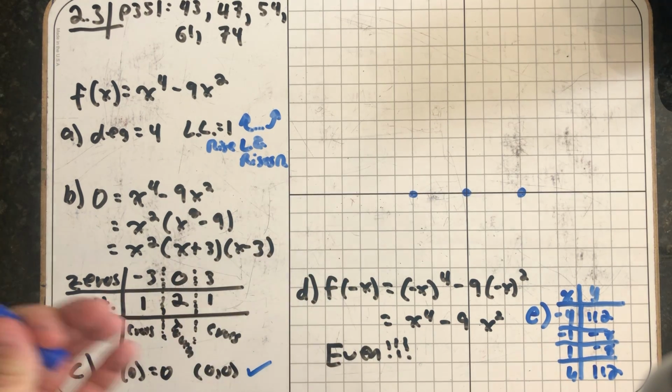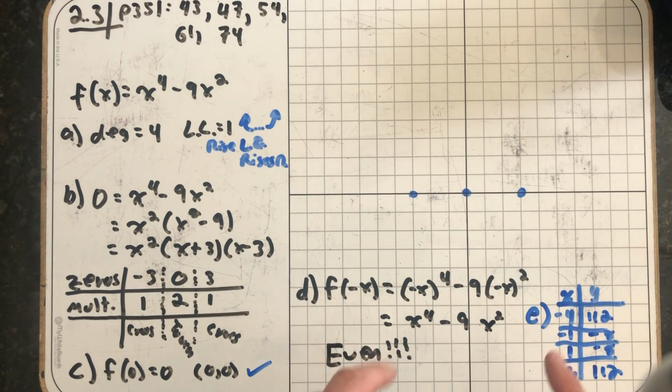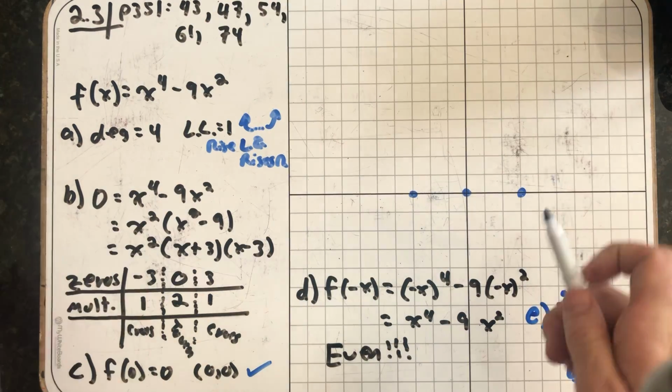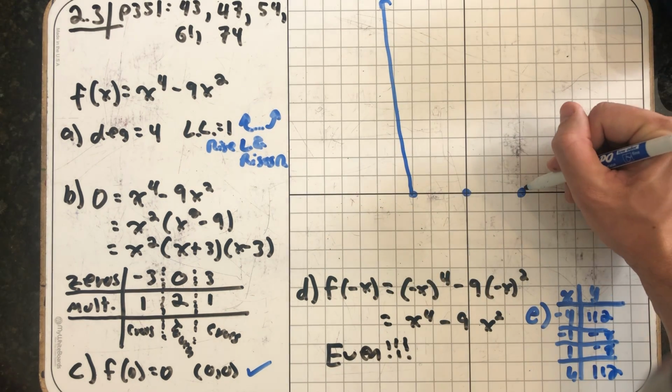Alright, well the end behavior says that from this 0 and this 0 I need to rise. These 2 points I would plot at 112, right? Way up there. That tells me that too. So I know that my function rises pretty steeply.